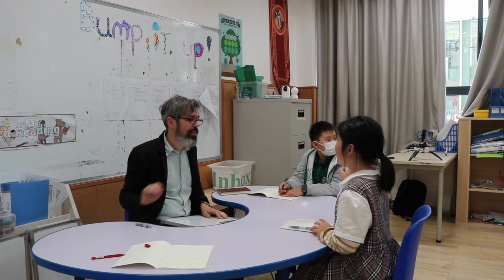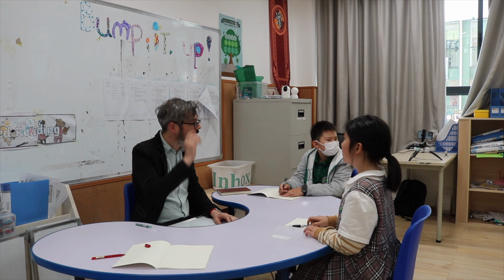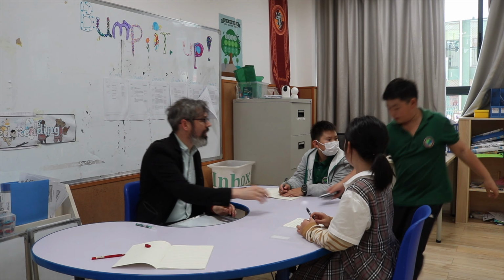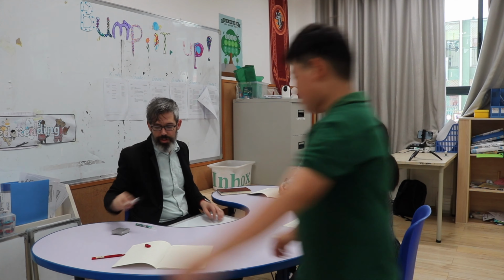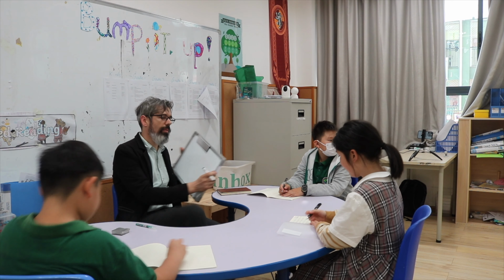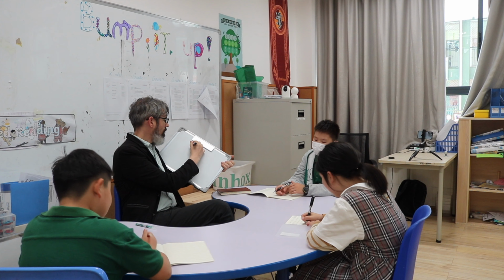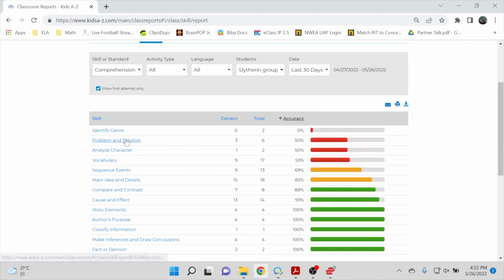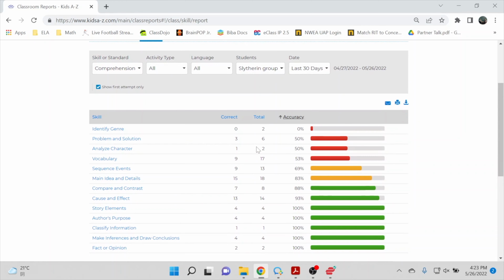I would go to the skills area, and I would usually pick the group that I'm looking at. For example, Slytherin was the group I worked with yesterday. For the last 30 days, I would check mainly comprehension and filter it by accuracy. So we can see that problem and solution is 50%, which is not great. So we might want to find a book that has problem and solution as the comprehension strategy.